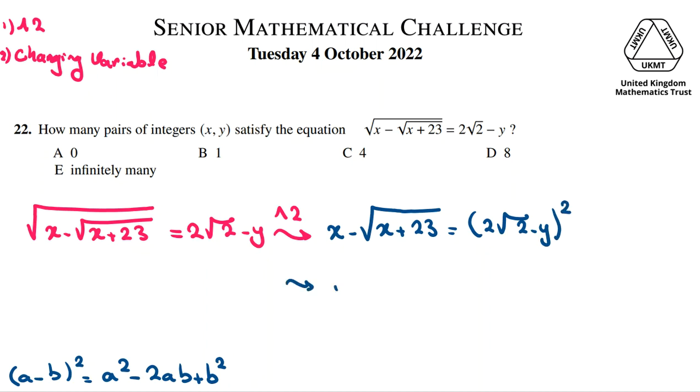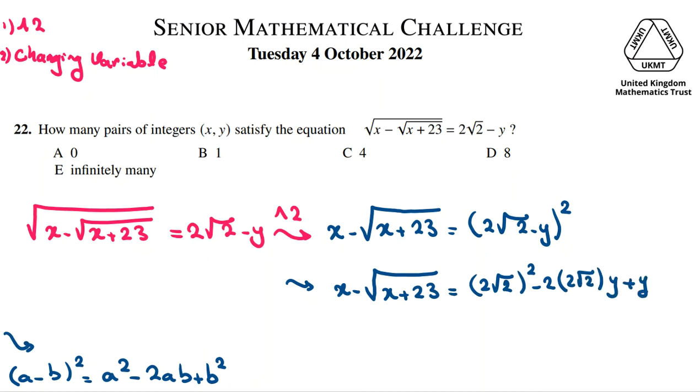So let's rewrite. Left hand side is this, x plus 23. Right hand side, applying this identity, is (2 root 2) squared minus 2 times 2 root 2 times y plus y squared. So we can rewrite x minus square root of x plus 23 equal to (2 root 2) squared, which is 4 times 2, 8, minus 4 root 2 y plus y squared.